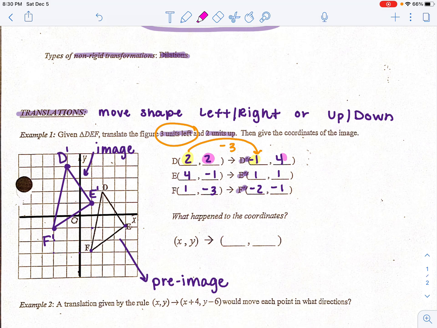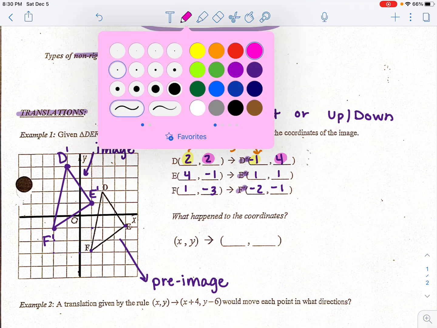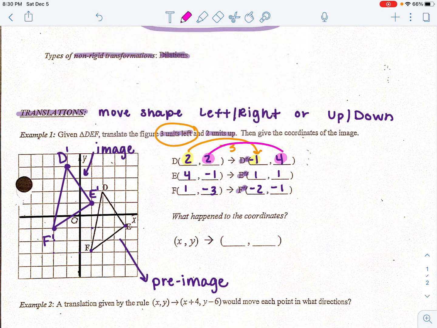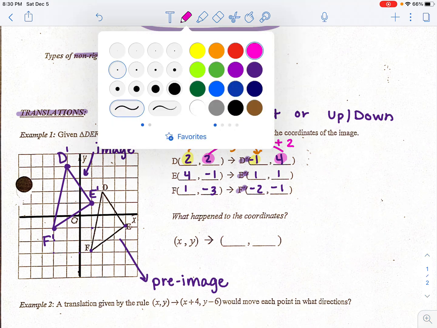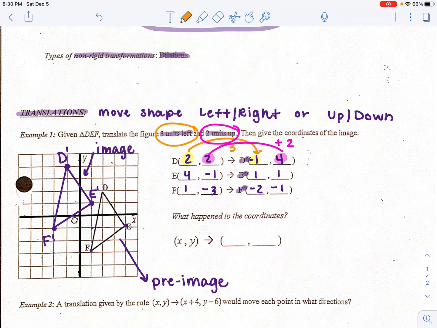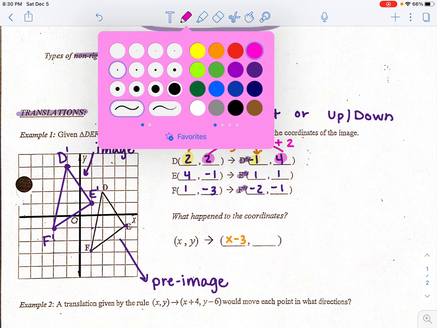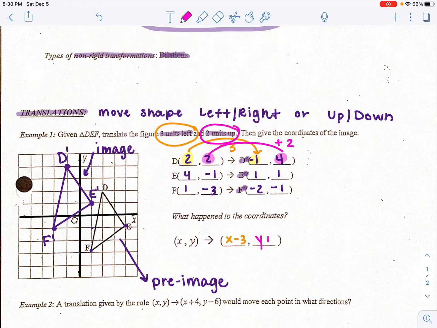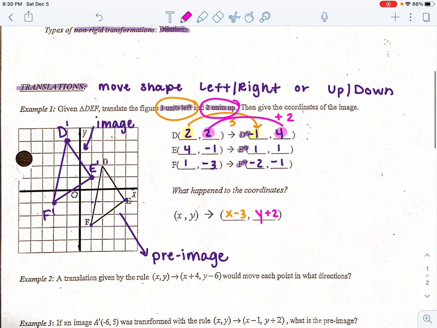If I look at my 2 and 4, if I go from 2 to 4, I am increasing by 2. That's the same as going up 2 units. So essentially what I'm doing here to my XY coordinates, to all my X's, I was subtracting 3 because I was going to the left 3. And for all of my Y's, I was adding 2 because I was going up 2. All right, so that's another way to kind of talk about that. It tells us which directions we go.